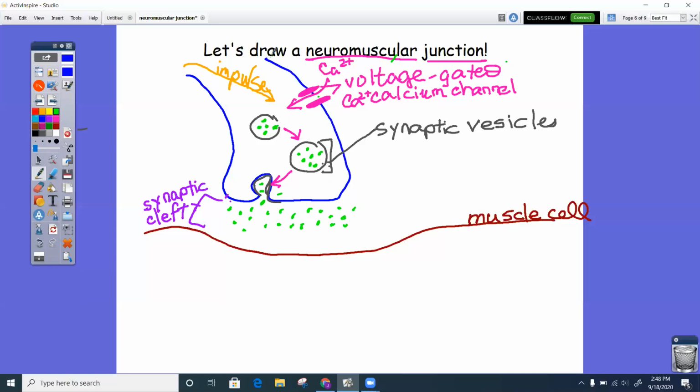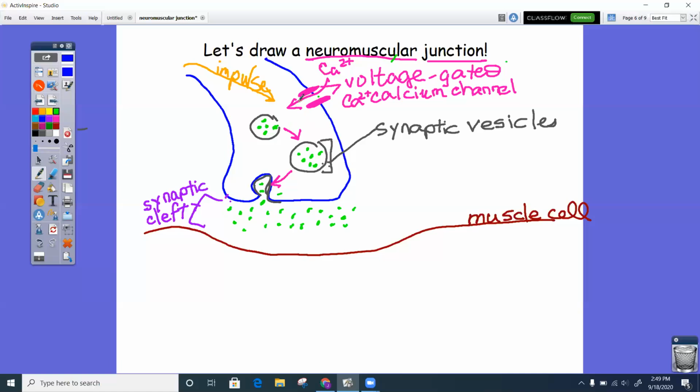Okay, so again, just to repeat what's going on as far as physiology goes, the impulse, this electrical signal, arrives at the axon terminal. That will trigger voltage-gated calcium channels to open. Voltage gating just meaning that we have to have a change in electricity in order for them to open. Once those voltage-gated calcium channels open, calcium will come in.